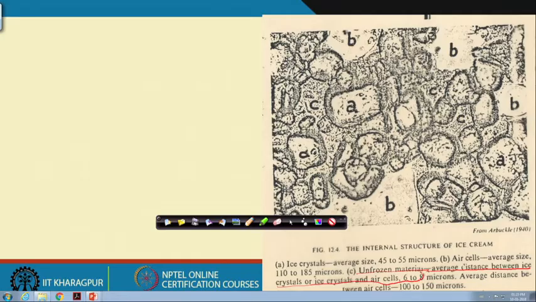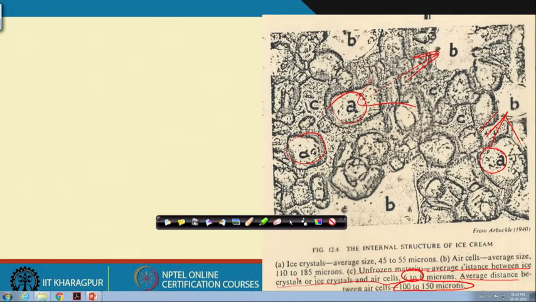6 to 8 microns, between ice crystals and air cells, right. Ice crystals is A. So, that is this one and this one, the average distance is around 6 to 8 microns, and also between this A to B, right, they are 6 to 8 microns. Average distance between air cells is around 100 to 150 microns.